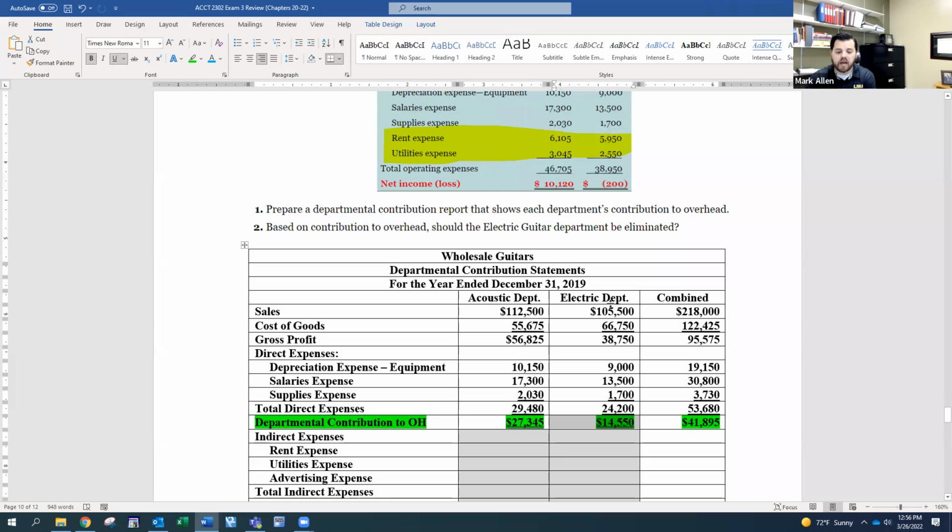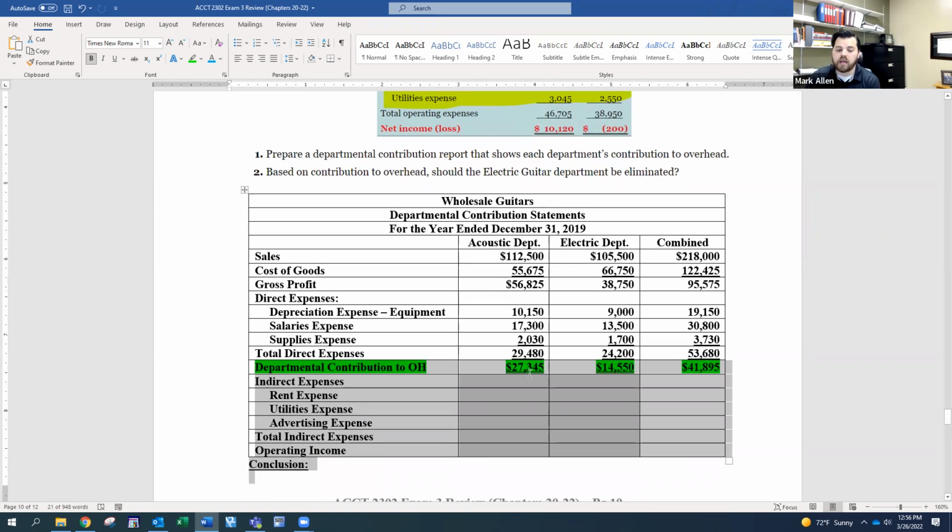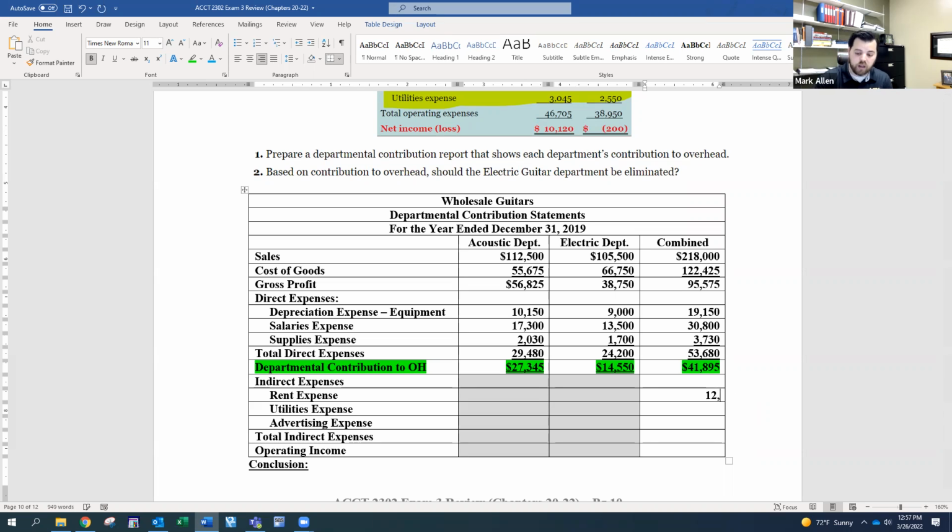Well, if we eliminated the electric guitar department, those indirect expenses that are currently being covered by this much would then all fall on this department. And we would no longer have any help covering those indirect costs, and would start to eat away at the actual income in total of the company. So we don't want to do that. So we will say at this point, no, do not eliminate the department. That would be a really, really terrible decision. But unfortunately, it is the simplest decision, which means that sometimes people will make that decision and it will not be well informed. So you don't want to be that person. So be careful.